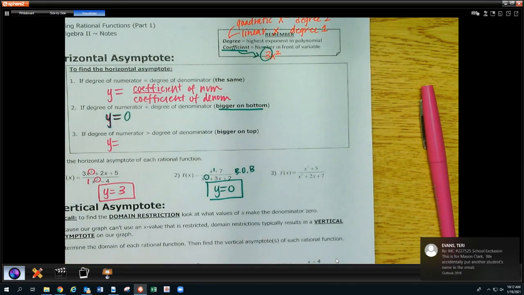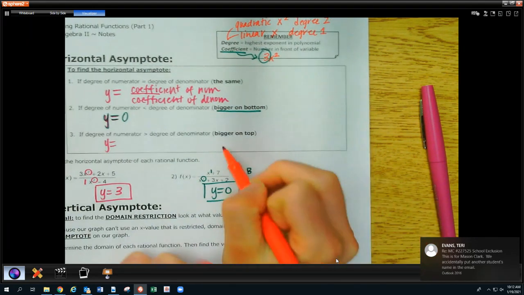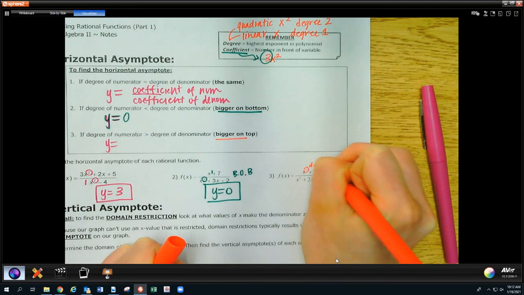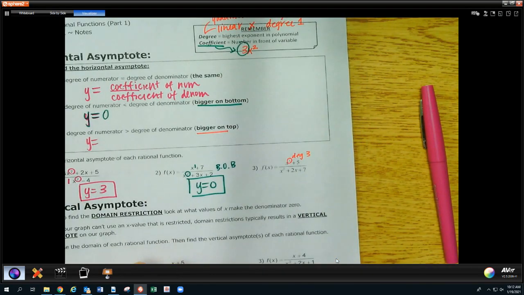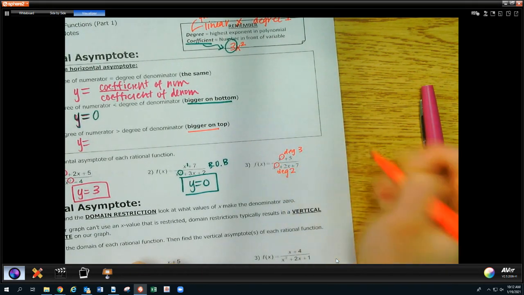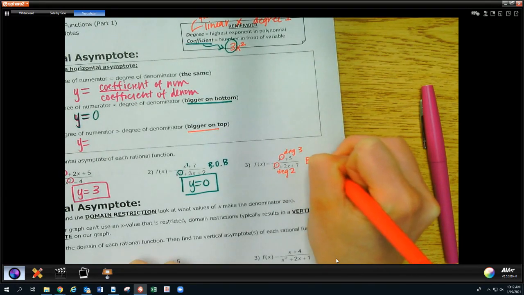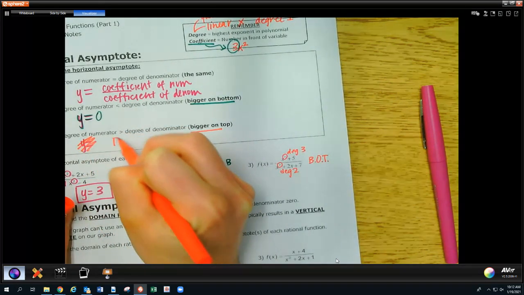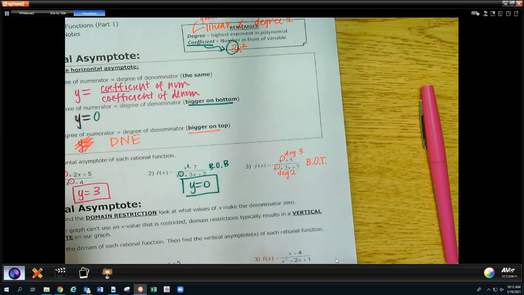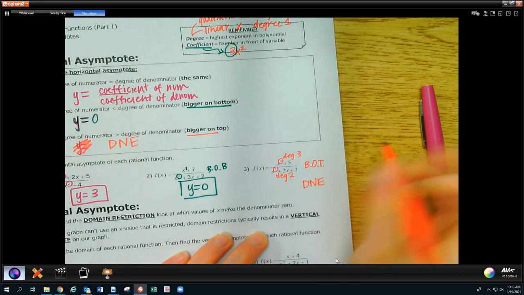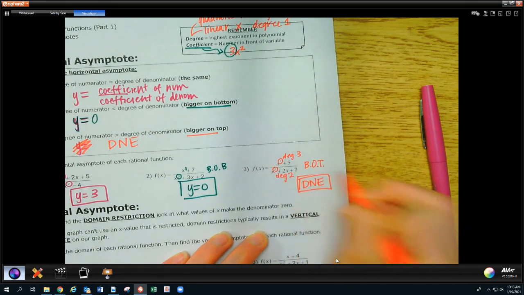The third case is if it's bigger on top. Here we have degree 3 divided by degree 2, so it's bigger on top. It's hard to see on this copy, but hopefully you have your own copy that you're writing on. In this case, it does not exist. DNE stands for does not exist. You do not have a horizontal asymptote. So what you would say for this one is horizontal asymptote does not exist.